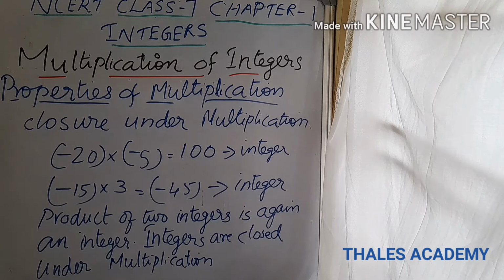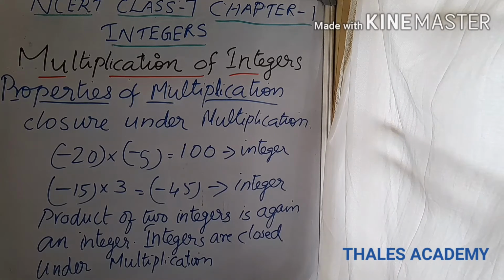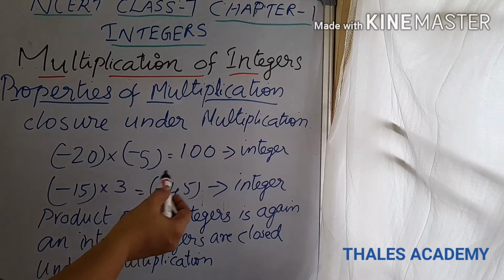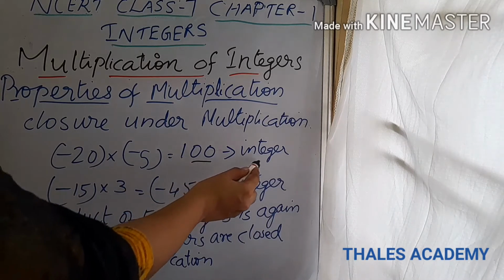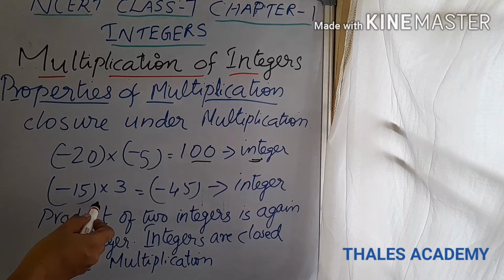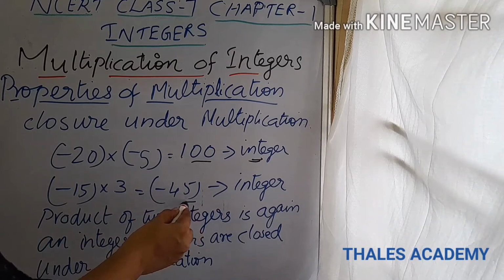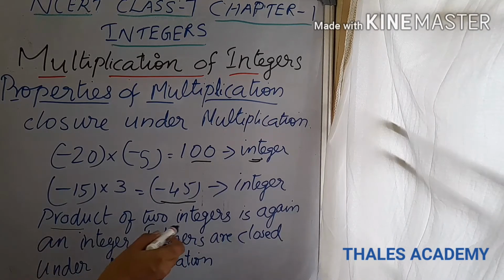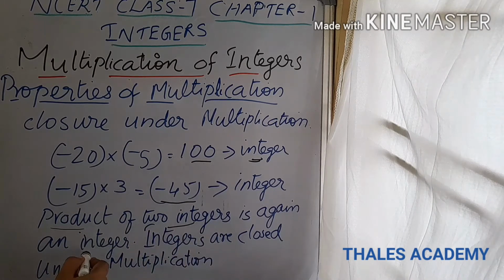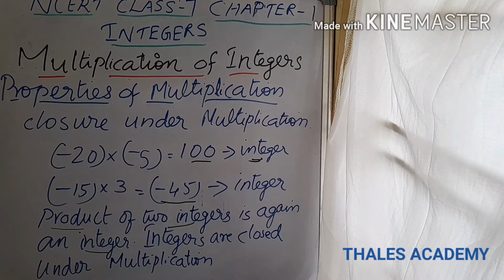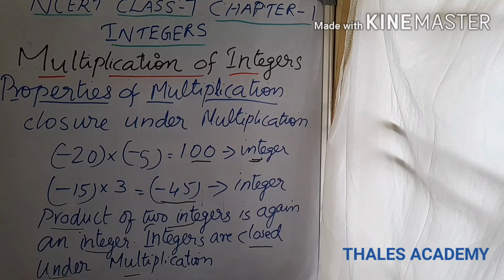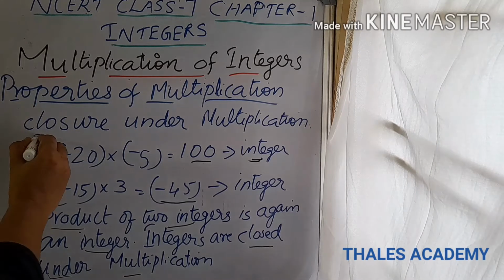Properties of multiplication. Closure under multiplication. We know minus 20 into minus 5, we get 100. That is an integer. Minus 15 into 3, we get minus 45. It's also an integer. The product of two integers is again an integer. Thus, integers are closed under multiplication.